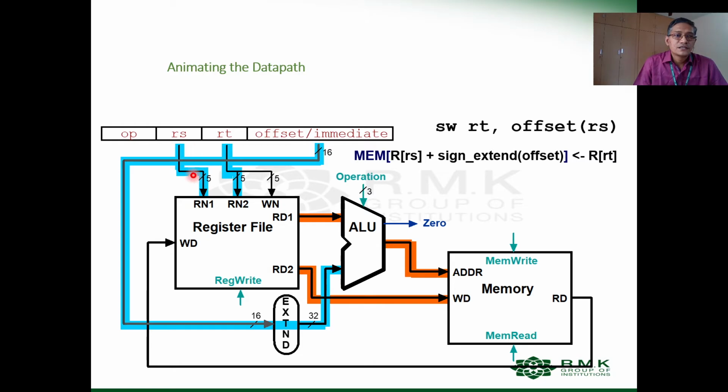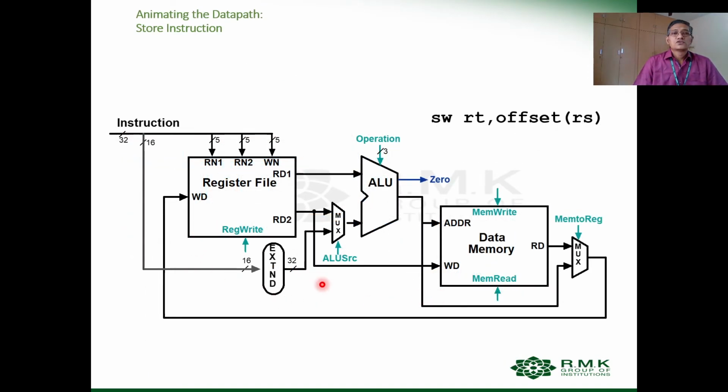The register which holds the value, that is RS, holds the original data that is going to be stored into the data memory. So the RS value is read directly into the write data port. This is very important. So that is the flow for the store word instruction.